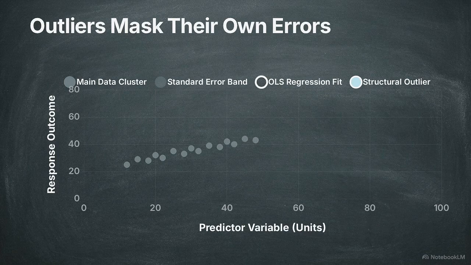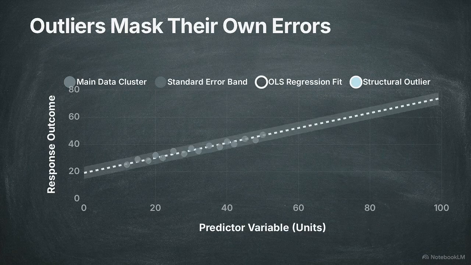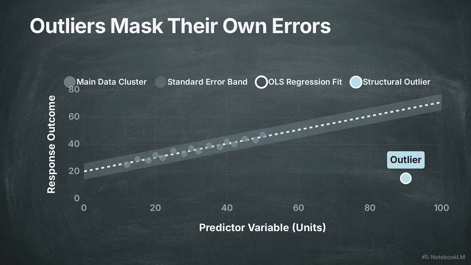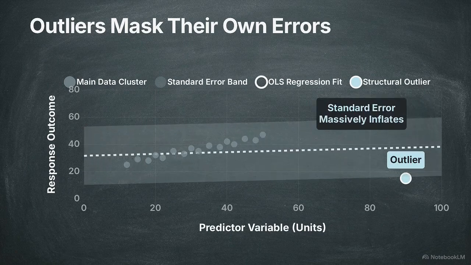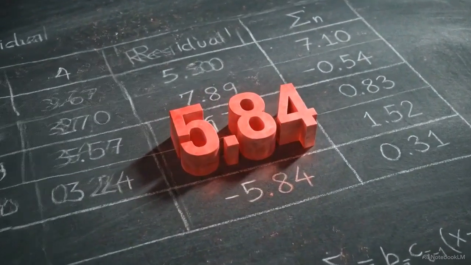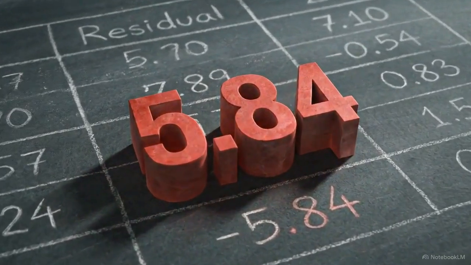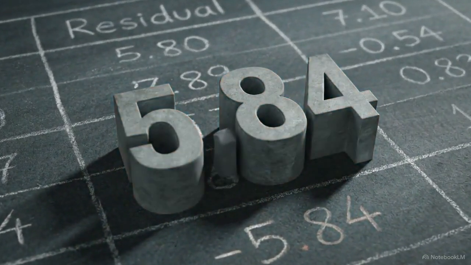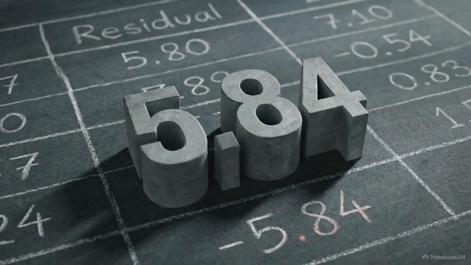Internal standardization suffers from the masking effect. When calculating the error, a massive outlier pulls the regression line toward itself. As the line moves closer, the overall standard error band inflates. Because the outlier inflated the total standard error, its own distance from the line appears normal. The outlier successfully disguises its own anomaly.